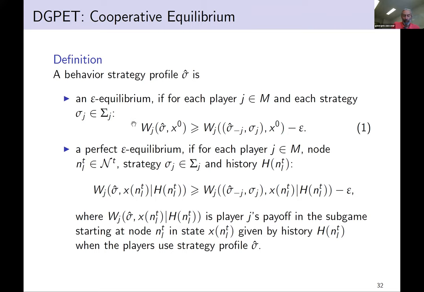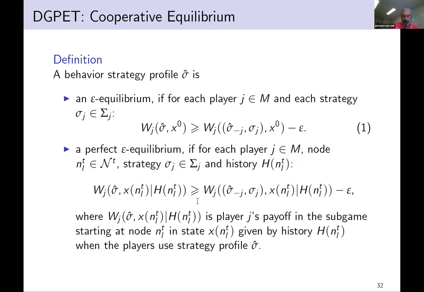What is an epsilon equilibrium? An epsilon equilibrium is an equilibrium such that when all players are implementing their strategy sigma j, they will get a larger payoff than when a player is deviating. So this would be the definition of an equilibrium when epsilon is equal to zero. However, as I said, in a cooperative game where we have a finite planning horizon, we cannot ensure this inequality. So I need to add here an epsilon. And for a perfect epsilon equilibrium, I have something similar. However, it has to work for all possible histories.